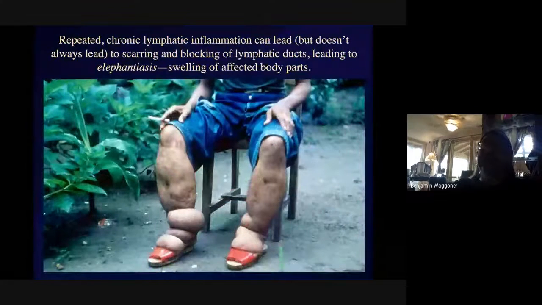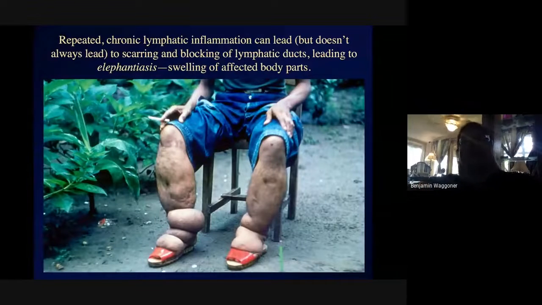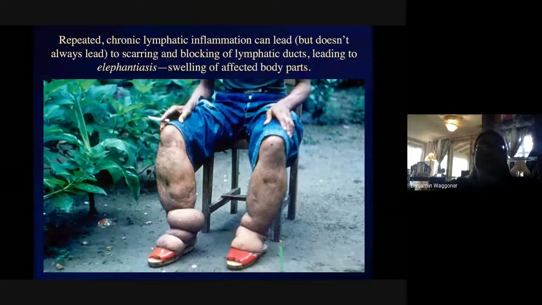Chronic inflammation can lead to blocking of the lymphatic ducts, and that means lymph can't drain, can't return to the circulatory system, and you end up with swelling of affected body parts, and the common name for this is elephantiasis. Apparently not all infections lead to this, but this is a common side effect of chronic inflammation of the lymphatic system. I think it's the next slide that is pretty gross, so brace yourselves.